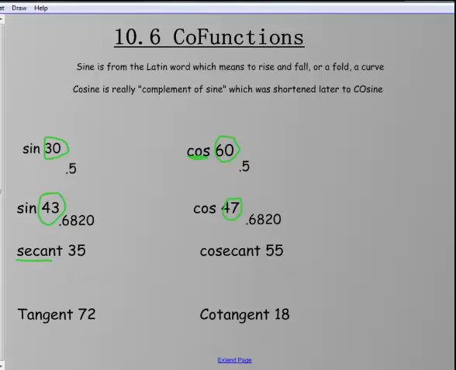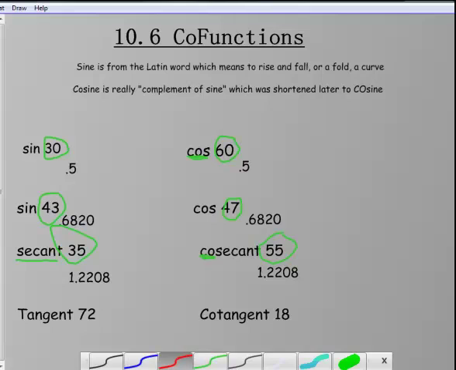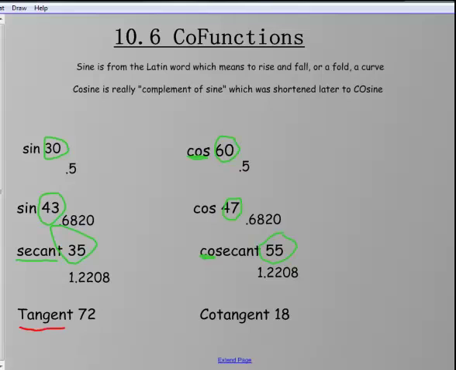Secant has its complement of cosecant. 35 and 55 add together to 90. And again, we can take each one and you'll see that you'll get the same answer. And you can also see that again with tangent and its cofunction, cotangent.